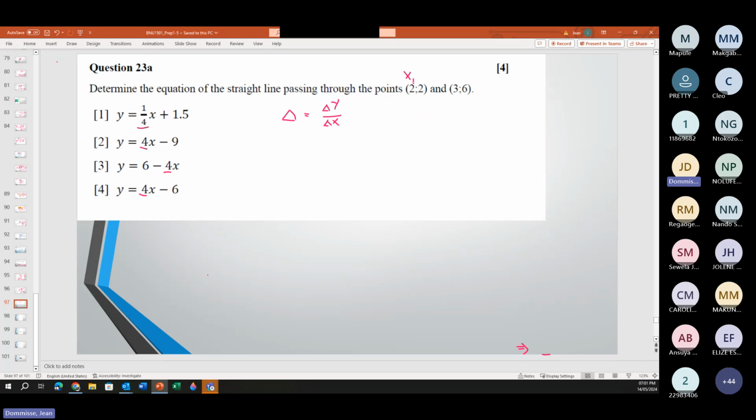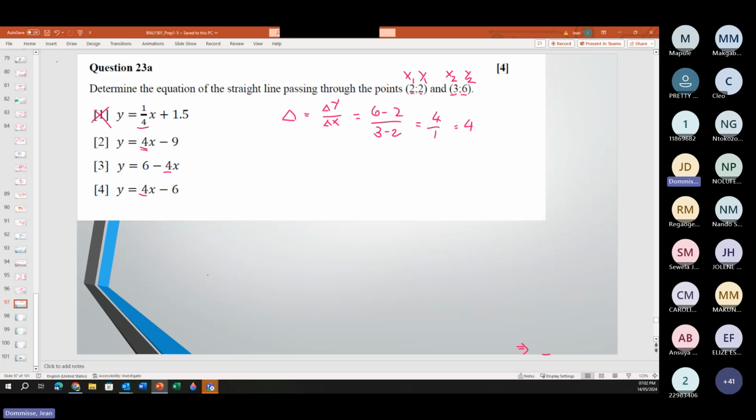Again, x1, y1, x2, y2. So the change in y, so it's 6 minus 2 over the change in x, 3 minus 2. So 6 minus 2 is 4. 3 minus 2 is 1. So slope is 4.